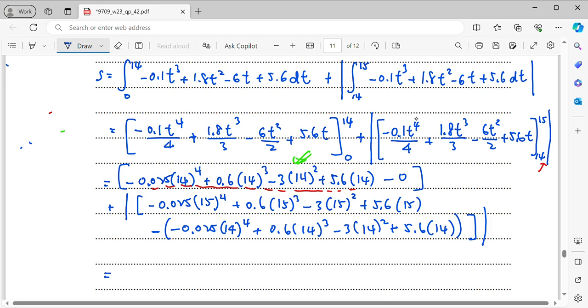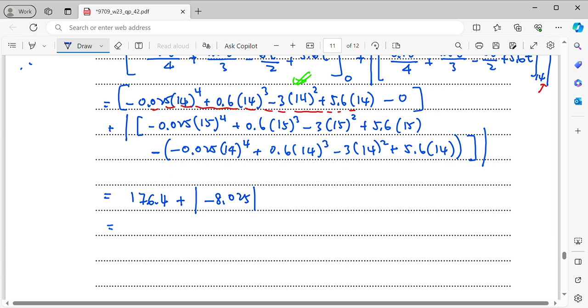So now when you calculate the first square bracket, it will be 176.4. Plus the modulus of the whole second part, which is negative 8.025. Then from here, to get the distance, the modulus of a negative becomes positive. So add up these two values and you will get 184.425, and then round to 3 significant figures. At last, you get 184 meters.